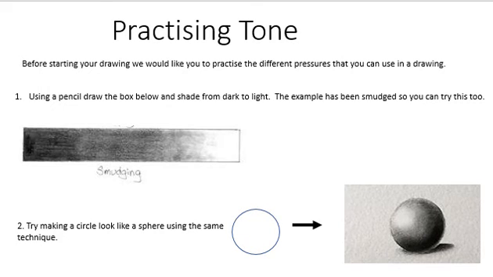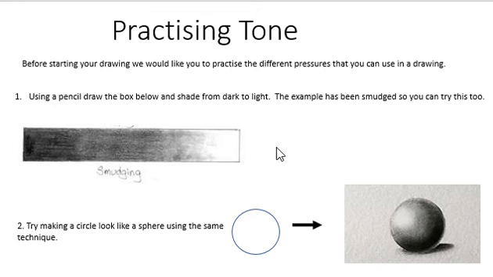So first thing we would really like to do is try and practice applying tone. Now we don't want this to take ages and ages. If you quickly draw out a box, then you can colour in from dark to light. This person here has smudged it, so you can always use a bit of tissue if you want to smudge it, and just try and get used to creating really dark tone and then much lighter tones here, and your lightest tone in your drawing will actually be white eventually.